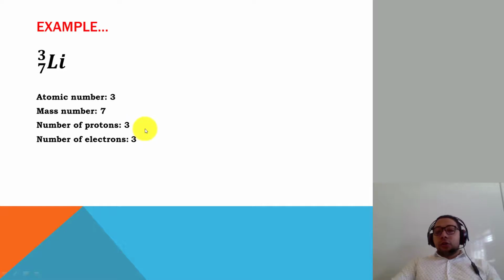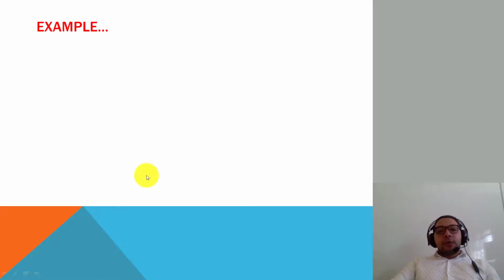And then to calculate the number of neutrons, you get the largest number, which is the mass number, and then subtract the atomic number. So we're going to have 7 minus 3, which gives you 4. So the number of neutrons is the mass number minus the atomic number, 7 minus 3, giving a value of 4. So we have 3 protons inside the nucleus, 3 electrons outside the nucleus, and 4 neutrons inside the nucleus. We have another example for you.